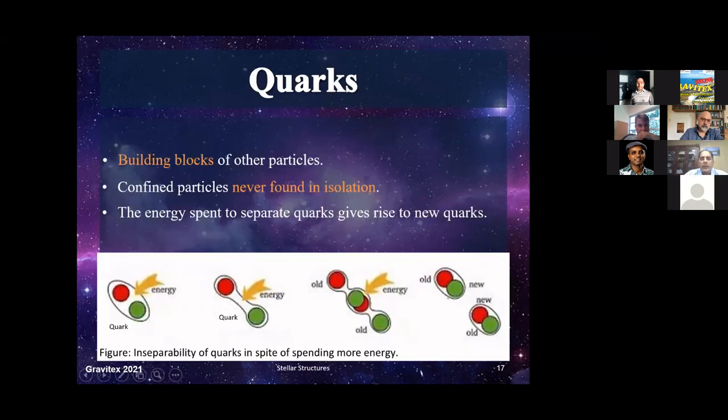Quarks are the building blocks of other particles. These are confined particles. They are never found in isolation. The energy spent to separate quarks gives rise to new quarks. For example, this diagram shows the inseparability of quarks in spite of spending more energy. Here we are spending some energy, and finally we have new quarks instead of destroying these.